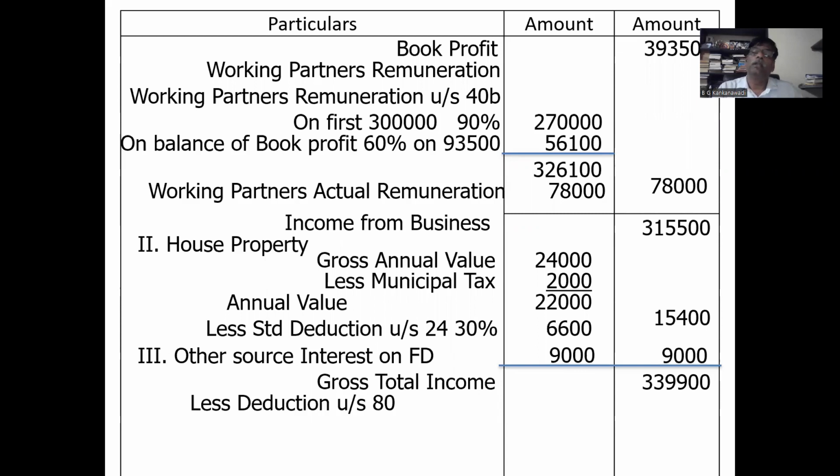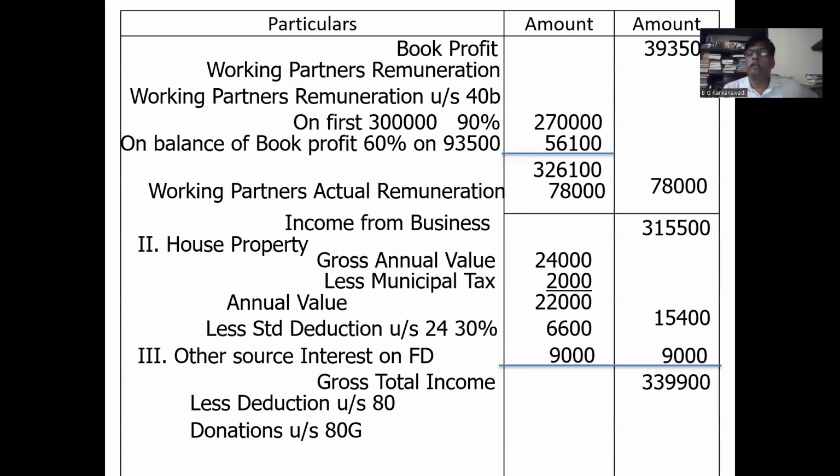Gross total income is 3,39,900. Then you deduct deduction under section 80. Under 80, there is one deduction, that is 80G donation. The donation is to municipality for promoting family planning. This is coming under the second category item. So 10% of adjusted GTI you have to calculate. First, calculate qualifying amount.